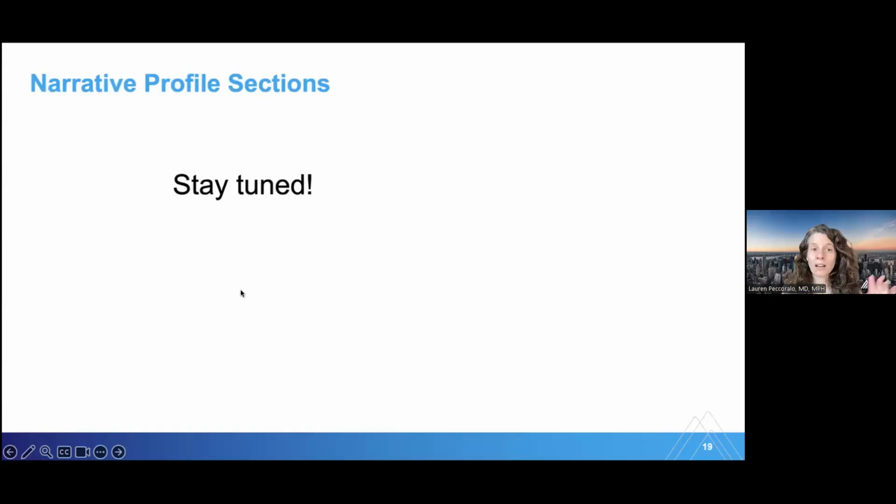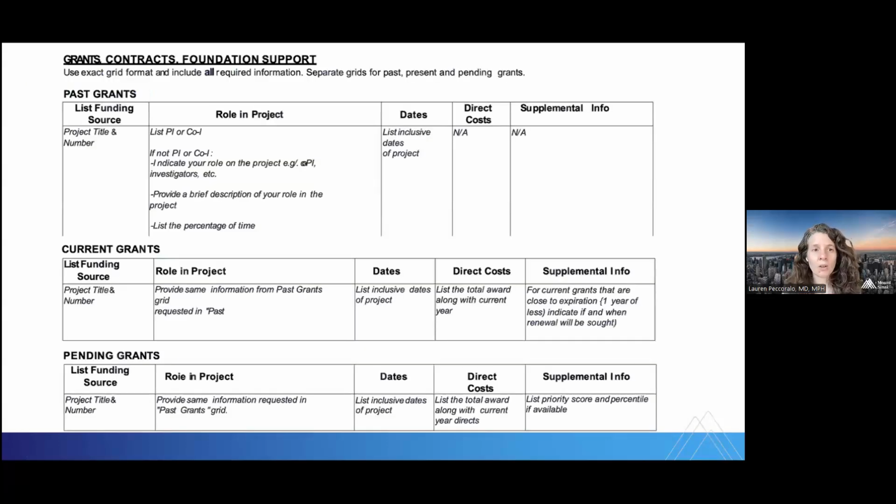All right, so narrative profile sections come next, but stay tuned. We're going to talk about that at the end of this presentation. Okay, so then we have grants, contracts, and foundation support. Again, if you don't have any, it's just not applicable. But if you do, it should basically look like this.